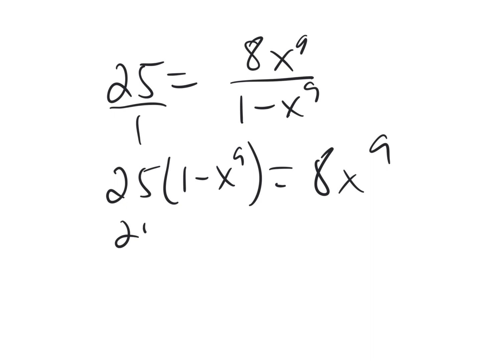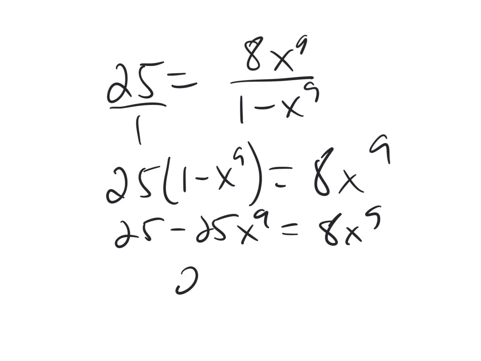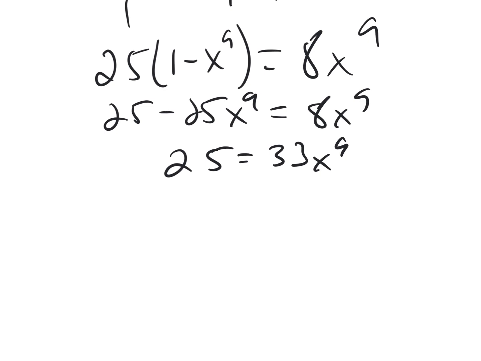I'll distribute through the 25. I've got to get the x's on the same side of the equation, so I'll add 25x to the 9th to both sides. What's that going to be? 33x to the 9th. Then I need to solve for x, so I'm going to divide both sides of this equation by 33. Here, I'll write it out.